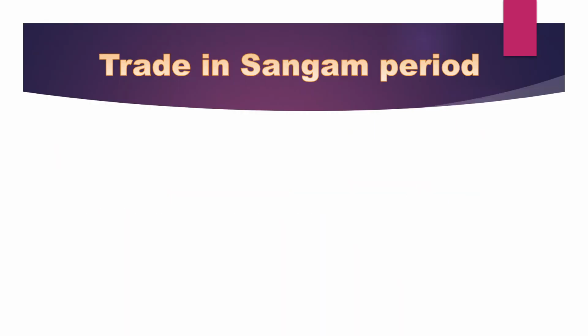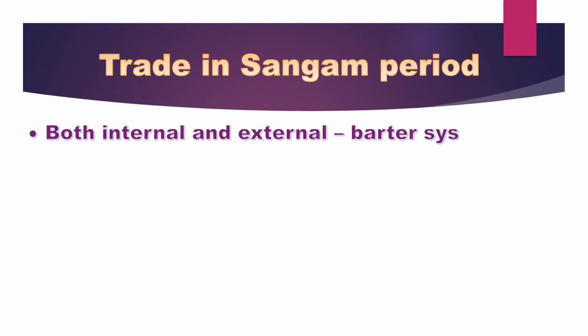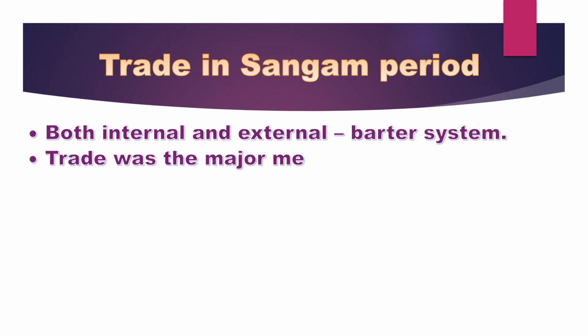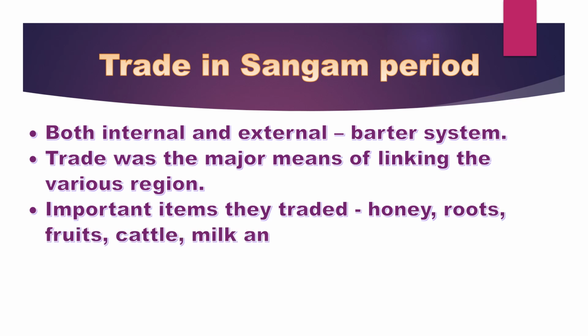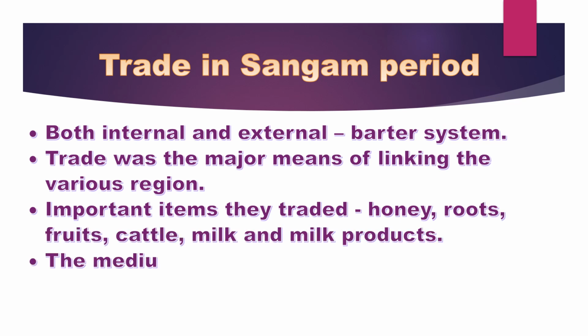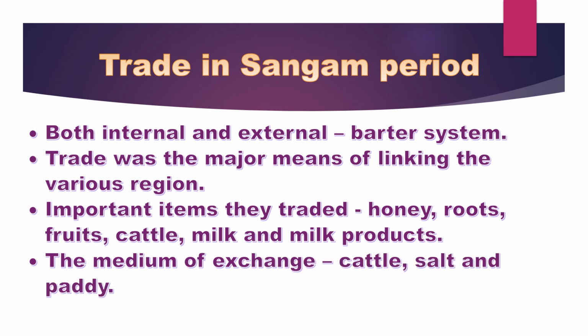Okay, now let's see the trade in the Sangam period. Now the trade in Sangam period was both internal and external and the system they followed was the barter system. Trade was a major means of linking the various regions. Important items they traded were honey, roots, fruits, cattle, milk and milk products. The medium of exchange was mainly cattle, salt and paddy.